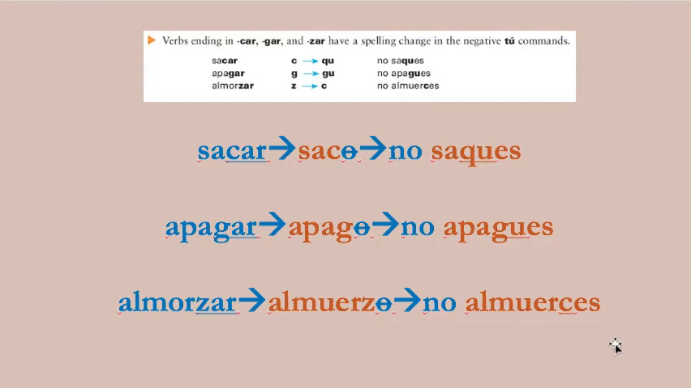Verbs ending in car, gar, and zar have a spelling change in the negative tú commands. Por ejemplo, sacar, saco, no saques. And it's to protect the sound, because otherwise this C next to this ES would make saces, which doesn't really sound a lot like sacar. Same thing with the verb apagar, where all GAR verbs change to GU to protect this hard G sound. Apagar, apago, no apagues. Almorzar, almuerzo, no almuerces.